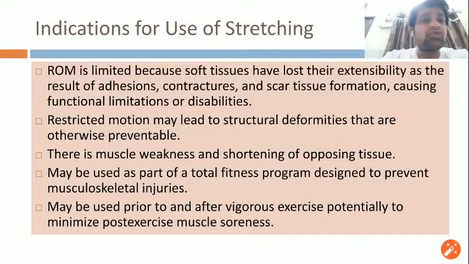Second, the restricted motion may lead to a structural deformity, and to prevent that structural deformity, we can apply the stretching technique. In case of muscle weakness and shortening of the opposite tissue, it may be used as part of a total fitness program. That means pre and post exercise stretching, designed in the exercise program to prevent musculoskeletal injuries and to increase flexibility, and it may be used prior to and after vigorous exercise potentially to minimize post exercise muscle soreness.